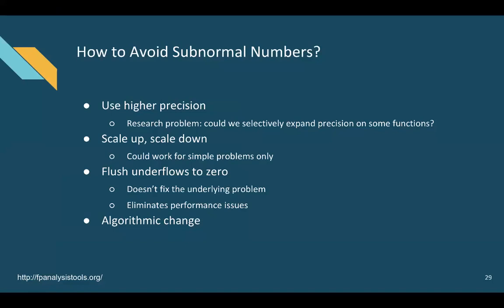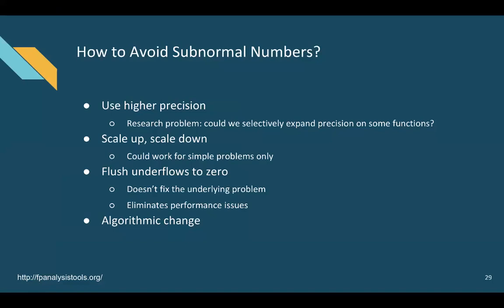So it may solve the problem, but it may introduce other problems. So something to keep in mind. You could also flush overflows to zero. Some architectures allow you to do that. GPUs are one of them. What this allows you is that whenever there is a subnormal operation, it will be promoted to a zero value. This doesn't fix the underlying problem because your algorithm is still generating subnormal numbers, right? But it eliminates performance issues because now you will not have operations in this domain. These values will be converted to zero.